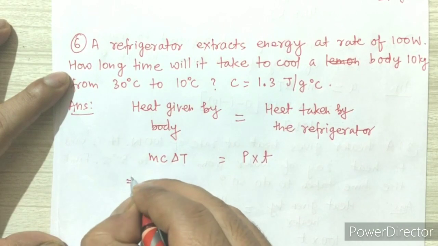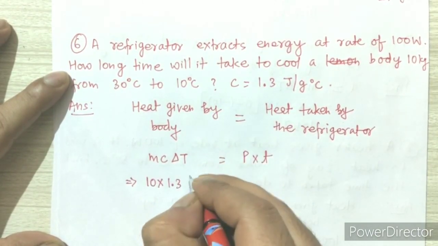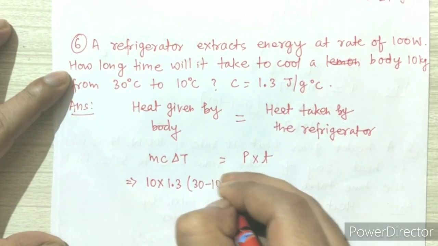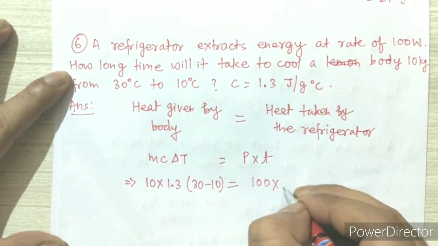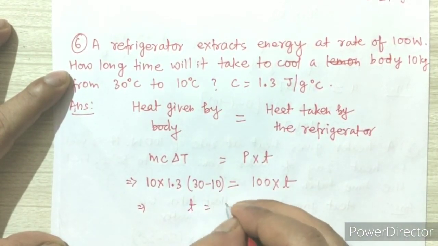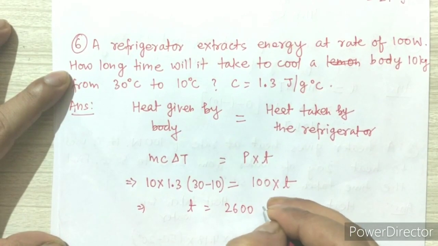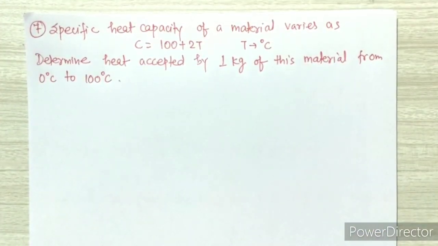What is the mass given? 10 kg. And the specific heat given is 1.3. Delta T is 30 minus 10. This is equal to power into time. Power is given as 100 and time we have to calculate. If we simplify this, then T will come out to be 2600 seconds. Now let's see question number 7.